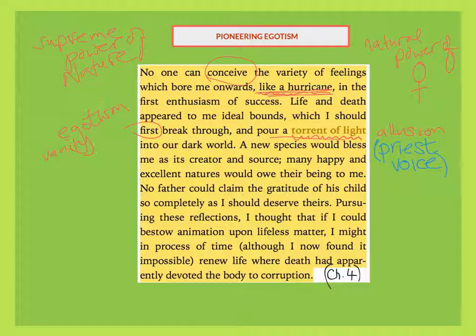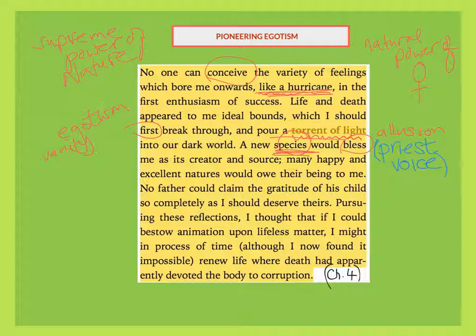Staying on the God note, a new species would bless me as its creator and source. Notice the collective noun there, species. Not a new, I don't know, race? I'm trying to think of a non-scientific word for it. A new kind of human, even that's still very scientific. What I'm trying to get at here, very clumsily, is Victor isn't really seeing it as the life of human beings, a person. It's a very detached, scientific collective noun, in the same way we'd identify a species of butterfly in Latin or something. He's not seeing them as people.